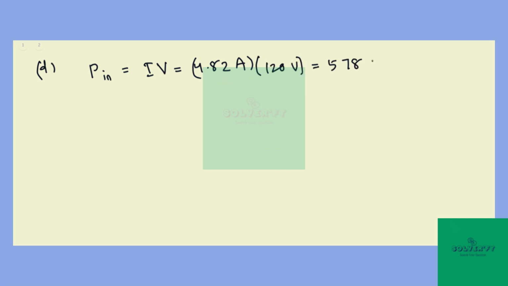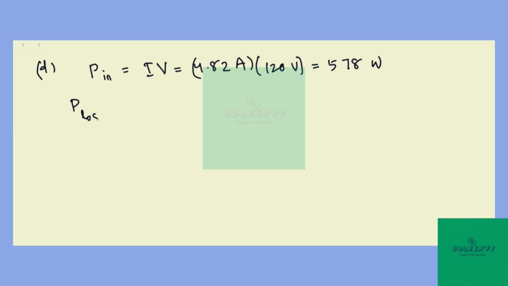Now for part D, we know that the mechanical power output is the electrical power input minus the rate of dissipation of electrical energy in the resistance of the motor. So the electrical power input to the motor is equal to I times V, and this gives the input power to be equal to 578 watt.